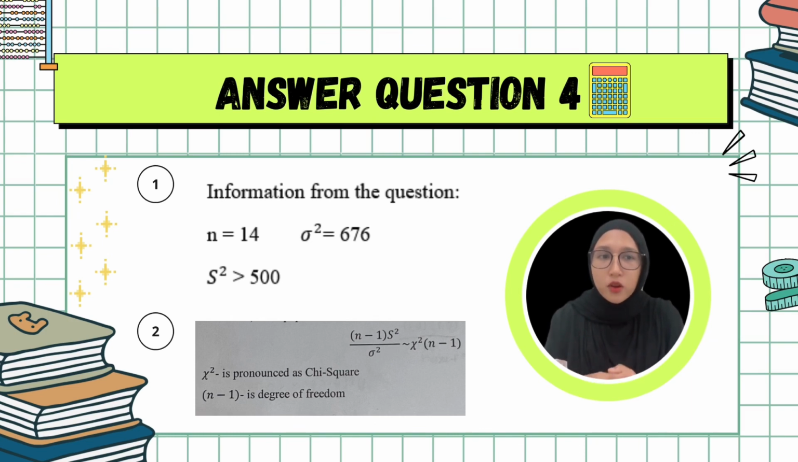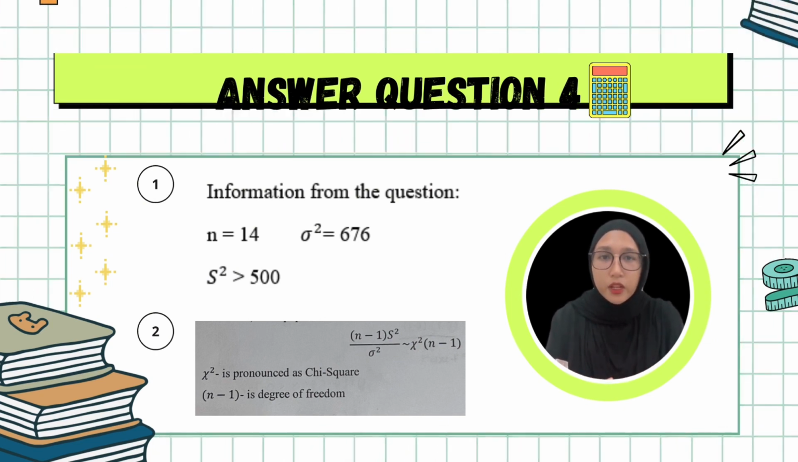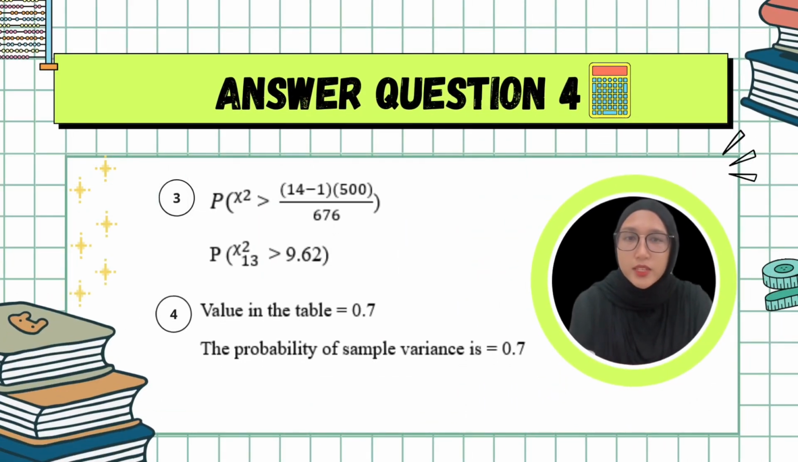This is approximate to chi-square with degrees of freedom n minus 1. Okay, we go to step 3. Write P, which is probability, and then put the bracket. In the bracket, write chi-square is more than the formula that was given before. Enter all the values given in the formula and calculate the equation. Then you will get the probability of chi-square being more than 9.62.